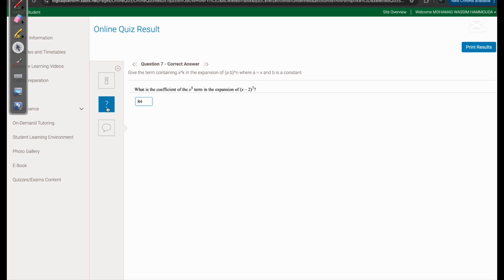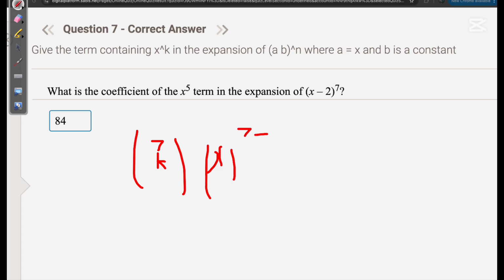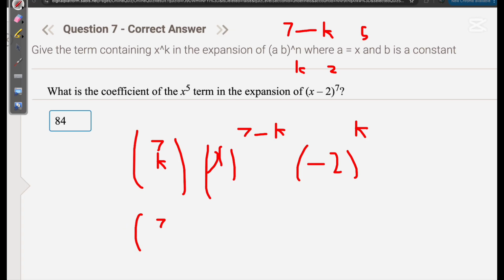Number 7. What is the coefficient of the x to the 5 term? Again, 7Ck x to the 7 minus k, negative 2 to the k, then 7 minus k is 5, k is 2. Then we're gonna substitute k by 2, so 7C2 x to the 5 and negative 2 squared.